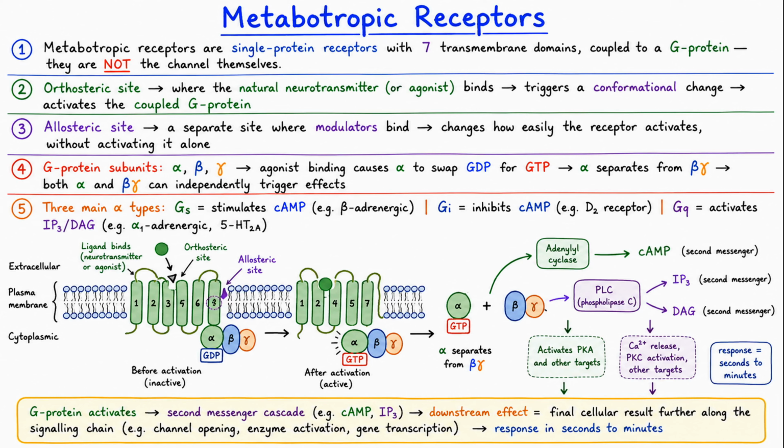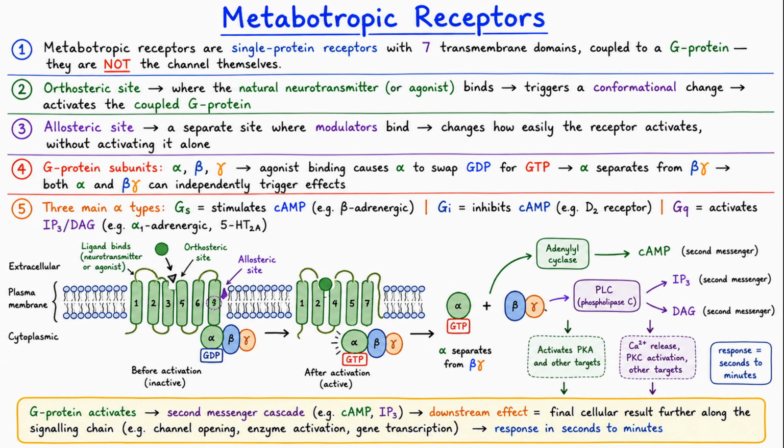It's made of 3 subunits, called alpha, beta, and gamma. In its resting state, the alpha subunit is holding onto a molecule called GDP. But when the receptor gets activated, it forces the alpha subunit to swap that GDP for GTP. And that swap is the trigger.